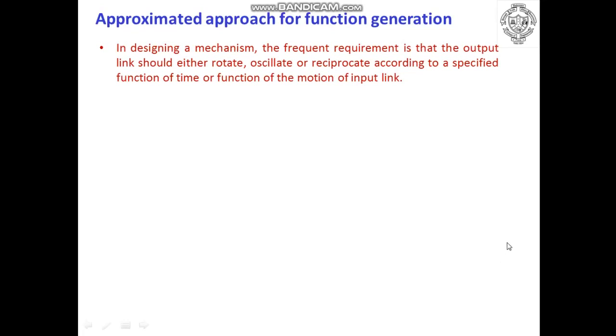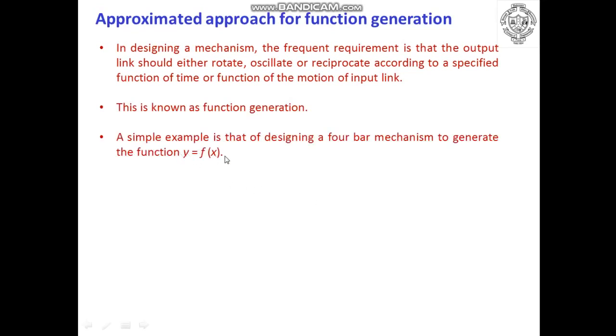Now if you consider the approach for function generation, there are two approaches. One is the approximate approach and another one is the exact approach. The exact approach is nothing but it is expected that if your function is described as y is equal to f of x, to design a 4-bar mechanism to generate this particular function, then in the exact approach it is expected that your designed or fabricated 4-bar mechanism should generate the exact function y is equal to f of x.